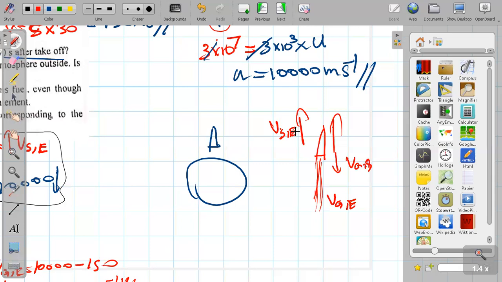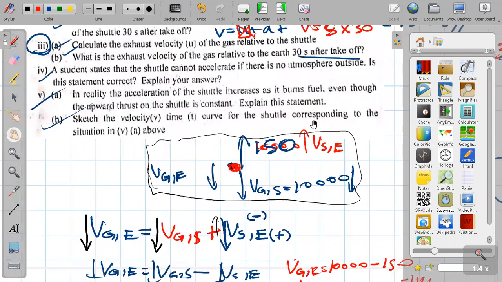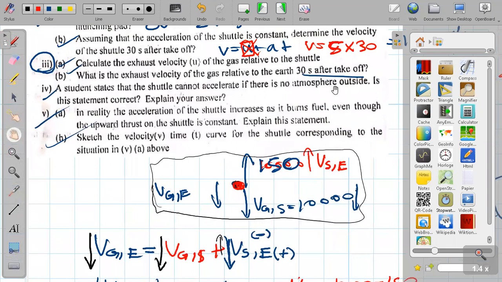So physics is a practical subject. You have to think practically. Okay, this explanation part you can't do. Because why? No atmosphere outside, the statement is correct.